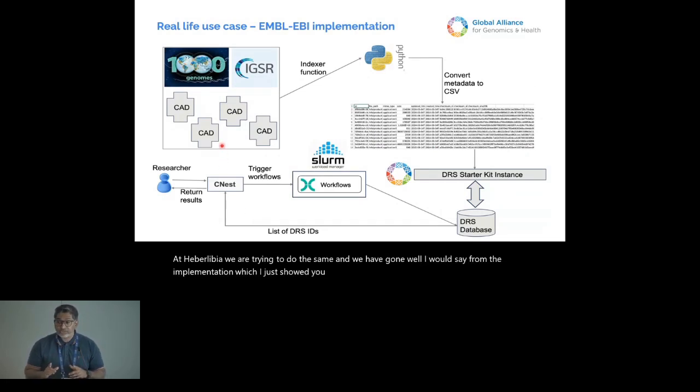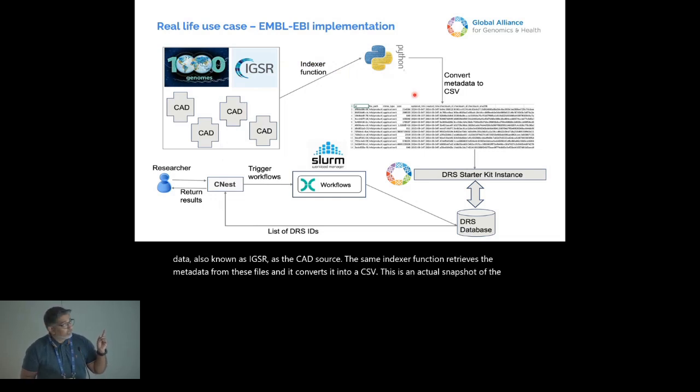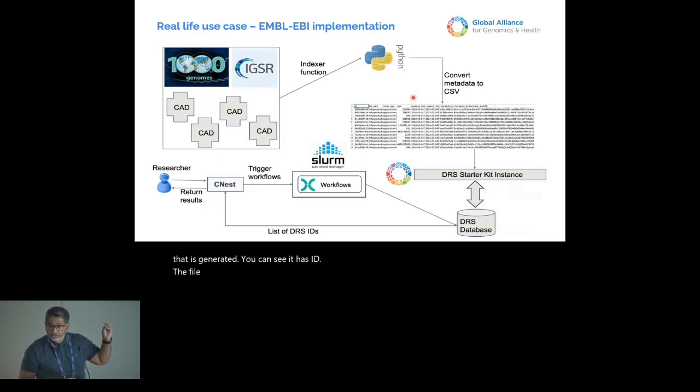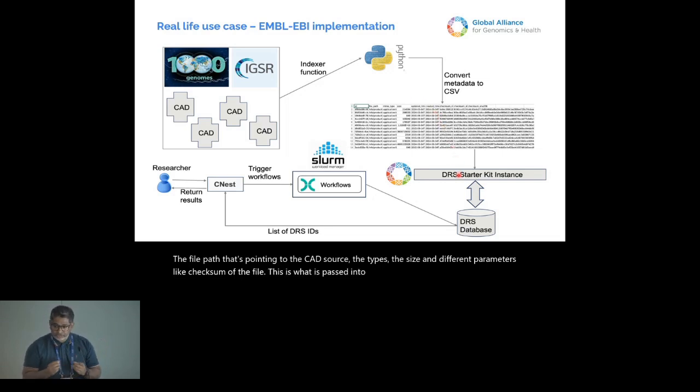First, we are using the 1000 Genomes open source data, also known as IGSR, as the CAD source. The same indexer function retrieves the metadata from these files and converts it into a CSV. This is an actual snapshot of the CSV that's generated. You can see it has ID, it has the file path that's pointing to the CAD source, the types, the size, and different parameters like the checksum of the file. This is what is passed into the DRS starter kit, which is a lightweight implementation which helps to store the data into the DRS instance.